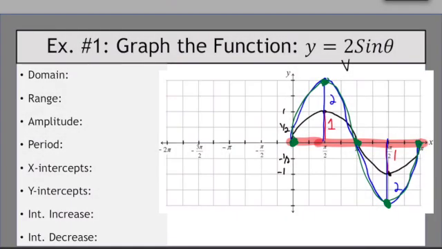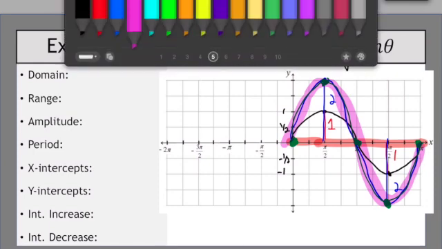Okay, so before we look at another example, I wanted to go through some of the features of this new graph. So I'm going to ignore the original graph. So we're just looking at the new graph. All right, this is the graph I'm looking at, the one highlighted in pink. So I want to identify all the features of that.